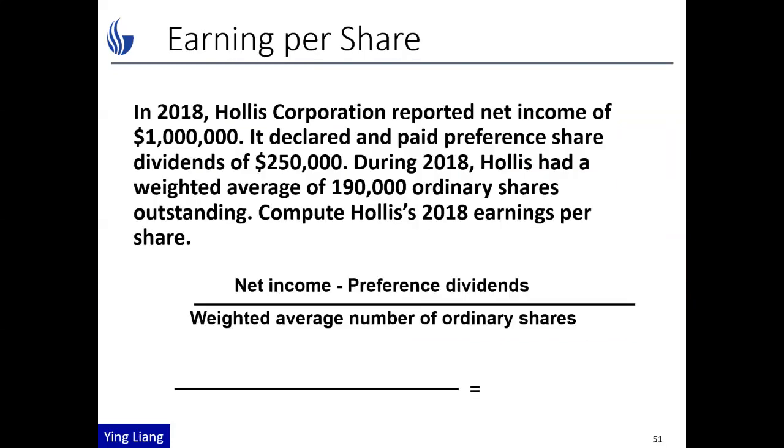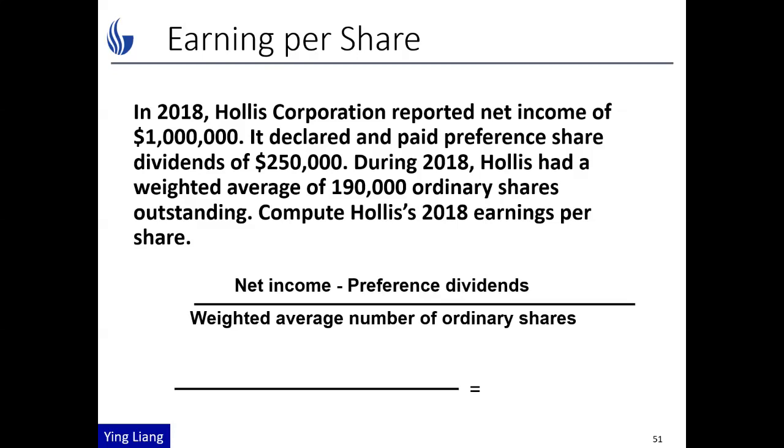Okay, let's have a quick exercise. In 2018, Hoolies Corp reported net income of $1 million. It declared and paid preference share dividends of $250,000. During 2018, Hoolies had a weighted average of 190,000 ordinary shares outstanding. Let us compute the EPS for Hoolies in 2018. I listed the formula below, so we simply plug in the numbers.